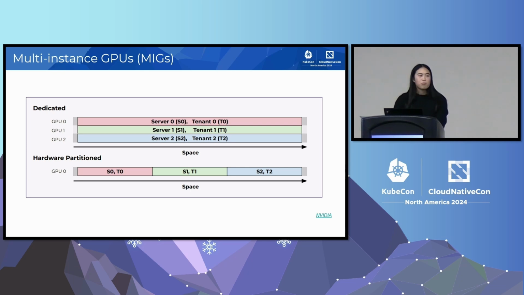And you can also combine strategies. So you can combine MIG and time slicing, for example. Within a MIG partition, you can further leverage time slicing within a single partition. So it's great that you can combine strategies to tailor to your scenarios.